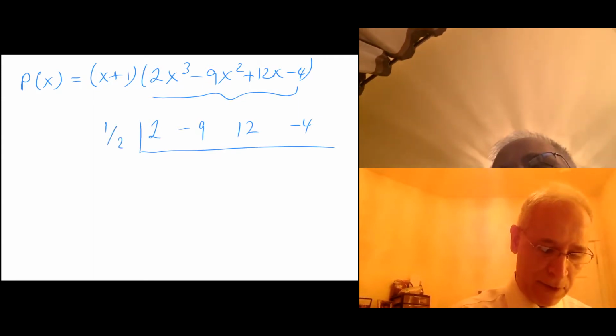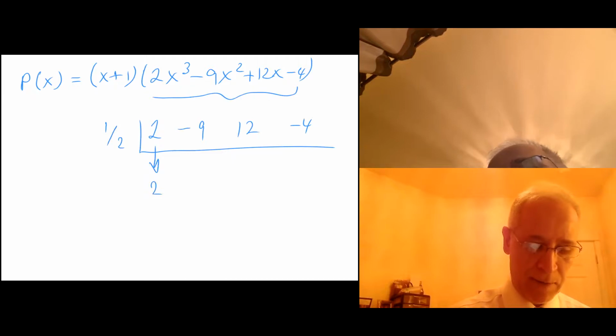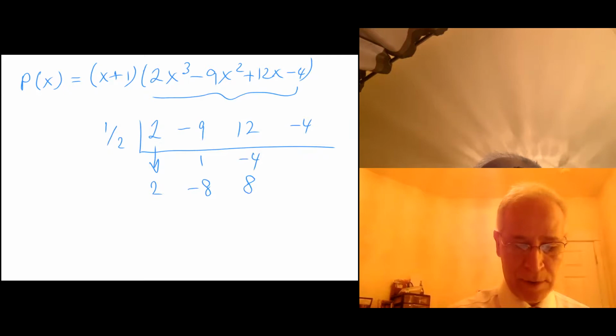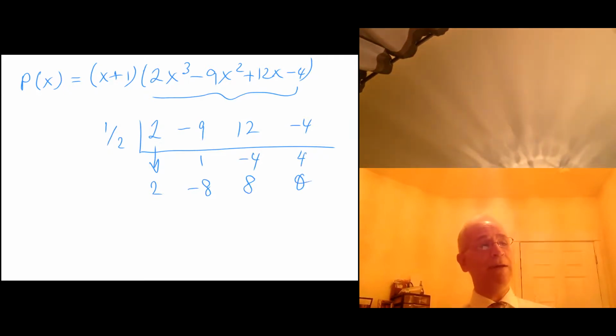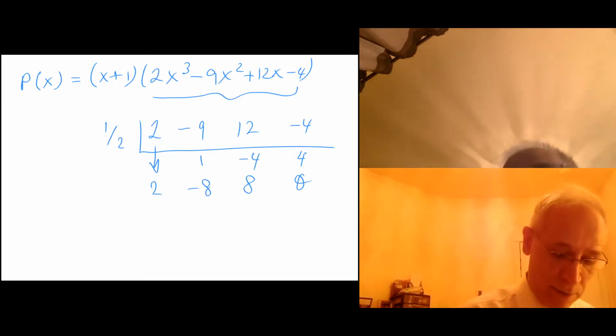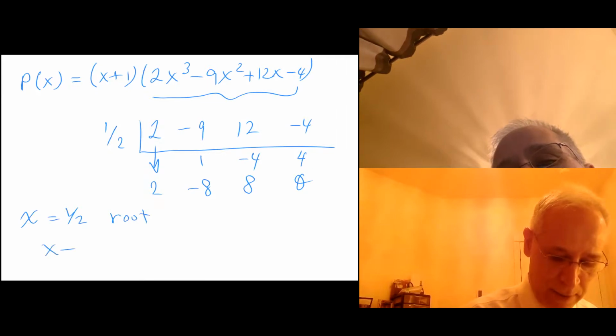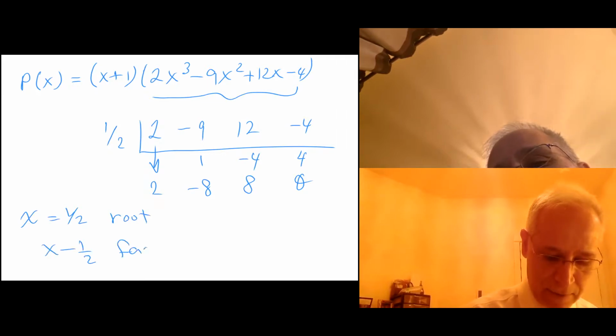Using synthetic division, bring the 2 down. 2 times 1/2 is 1. Add them together, negative 8. Negative 8 times 1/2, negative 4. Add them together, 8. 8 times 1/2, positive 4. 4 minus 4, 0. Oh, yes. So 1/2 is another root. So x equals 1/2 is a root, and x minus 1/2 is a factor.